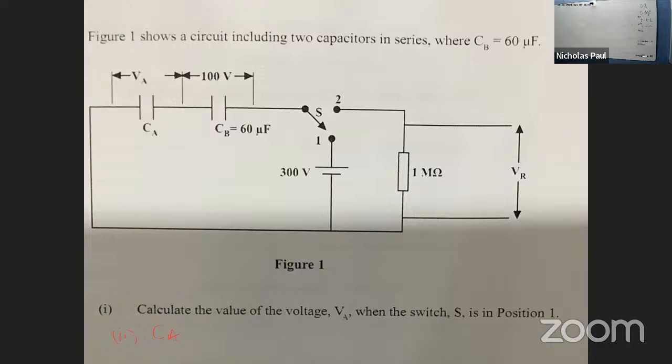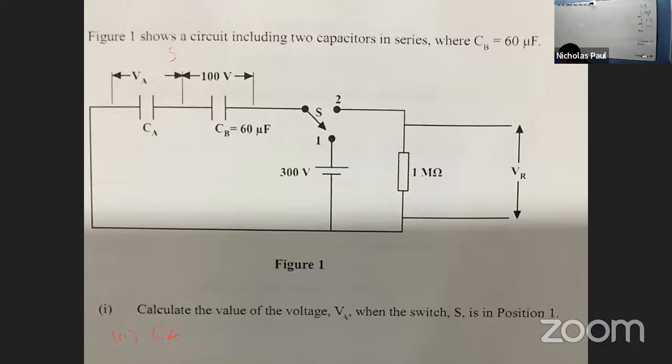Right, those are the rules there. Ready? Finish your thing. So let's check out what they got here. First thing first, figure one shows a circuit including two capacitors. So you recognize that CA and CB are in what?